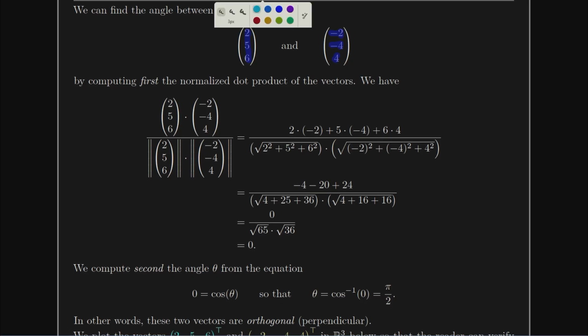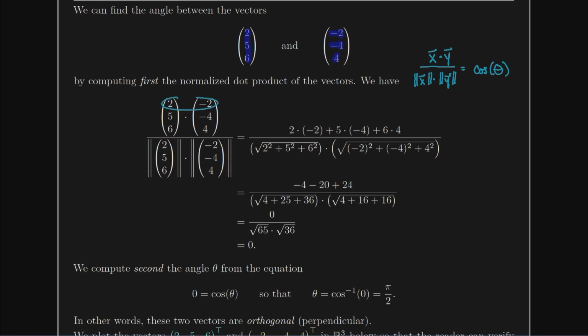And remember, my formula for the angle: x dot y divided by magnitude x times magnitude y equals cosine of theta. So I'm going to compute the dot product of the two vectors in the numerator, meaning 2 times -2, 5 times -4, 6 times 4. Add those all together. It turns out we get 0 in the numerator. In this sense, it doesn't really matter that we calculate the denominator as long as it's non-zero, which it does turn out to be non-zero, because the numerator gave us a 0.